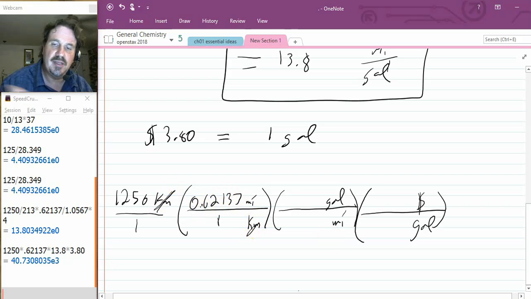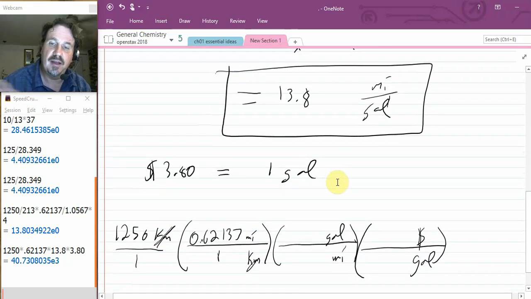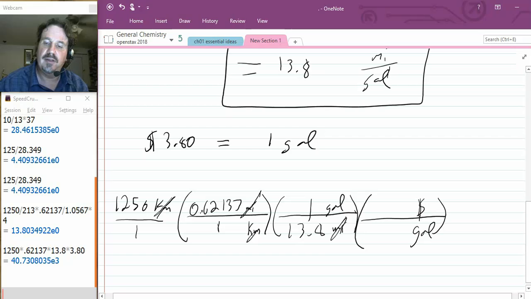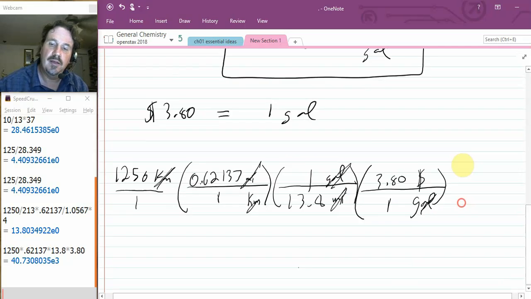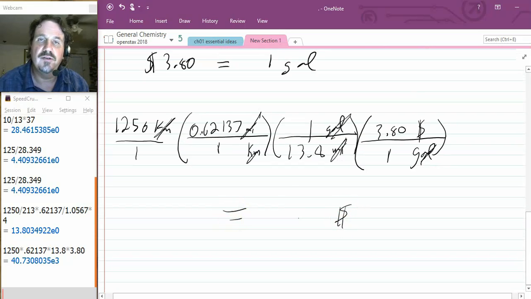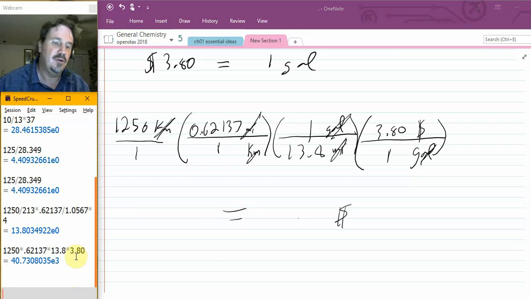The next one's miles to gallon. That was 13.8. We just figured that out right there. Alright, so 13.8 miles for every 1 gallon. Miles cancels. And then finally here, gallons to dollars. Well, let's see, dollars, $3.80 for every 1 gallon. So $3.80 on the dollars, that's the top part. 1 on the gallon, the bottom part. Gallons, top and bottom, will cancel. And so finally, I can put my equal sign. Everything cancels on my units except for dollars. That's good. That's what I wanted. And now I can finally go over to the calculator and punch that through.